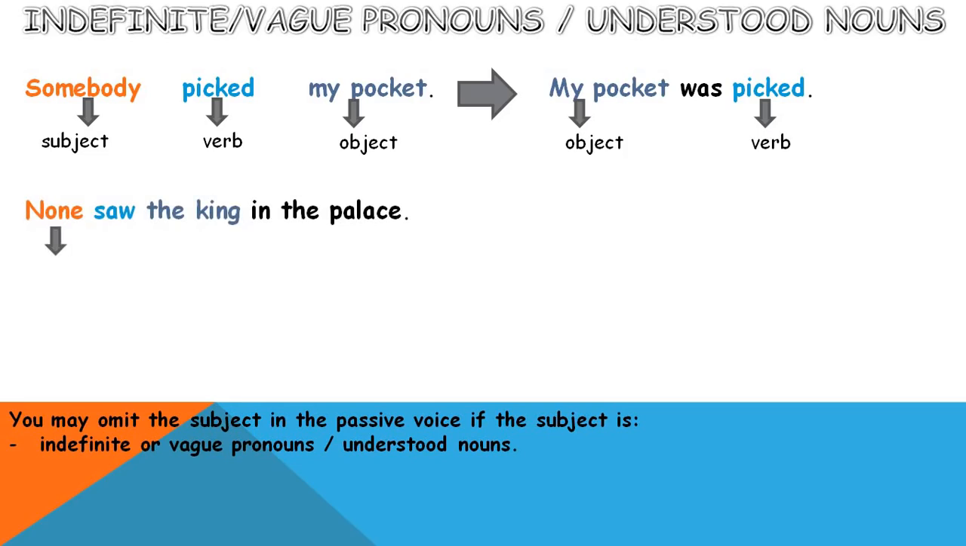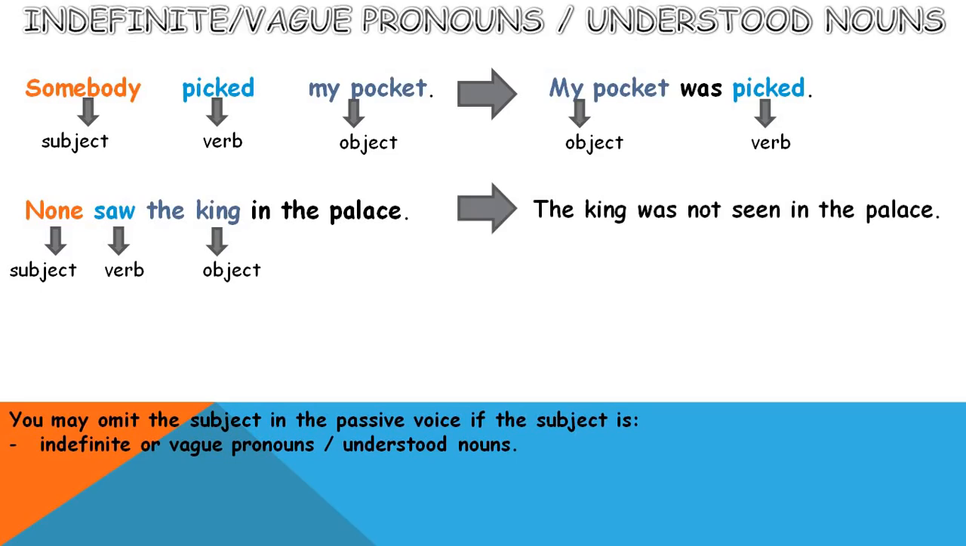And if a sentence has a negative pronoun in the active voice, here none, which is the subject, in such cases the passive voice should also be negative. Let's have a look how. So here first step is to identify subject, verb and object. None is the subject, saw is the verb, the king is the object, in the palace.